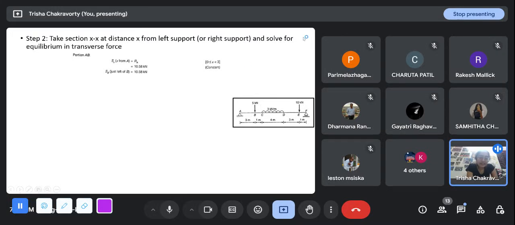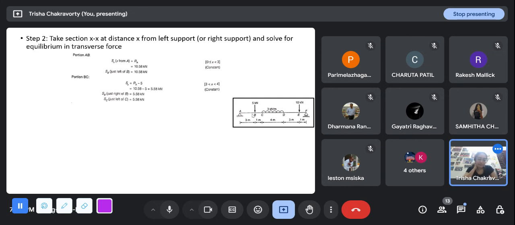So now SB, just to the left of B. When you have a point load, you will have different shear forces just to the left and just to the right. When you are walking, you have reached B, but you have not yet crossed B. So you are just to the left of B and you have not yet accounted for the 5 kilonewton. So just to the left of B, the shear force will be plus 10.58.